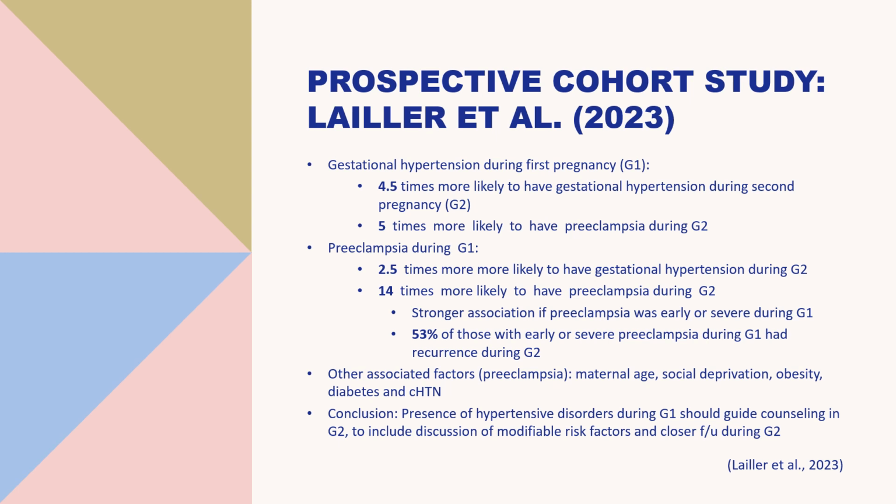In terms of preeclampsia recurrence, there was a stronger association among women who developed preeclampsia that was severe or developed before 34 weeks gestation. More than half of those with early or severe preeclampsia during their first pregnancy had recurrence during their second pregnancy. Recurrence of preeclampsia was also associated with maternal age, social deprivation, obesity, diabetes, and chronic hypertension.